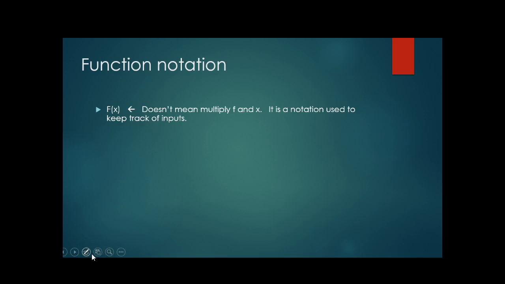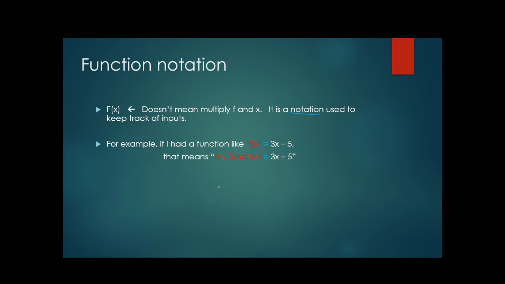Function notation. A lot of people get confused when they see f parenthesis x because they think it means multiplying. Well, it actually doesn't. It means something different. It's a notation used to keep track of inputs. For example, if I had a function like f of x equals 3x minus 5, in a literal sense, what that means is my function is 3x minus 5. Now, that's not all we're going to use it for, but that's what that means. This is the function 3x minus 5. f of x is 3x minus 5.